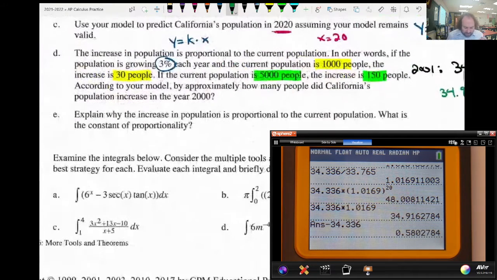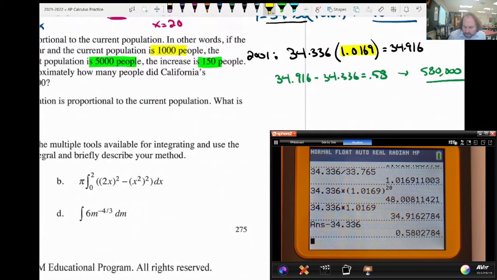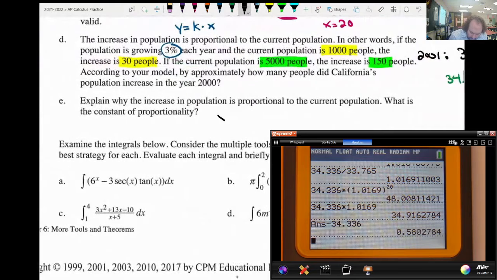The next question ties it all together. Explain why the increase in population is proportional to the current population. Well, because we're just multiplying by 1.0169 each time. The percentage growth is actually the constant of proportionality. So this is y equals k times x. In this case, k is just the percent growth, 1.0169 in my case.